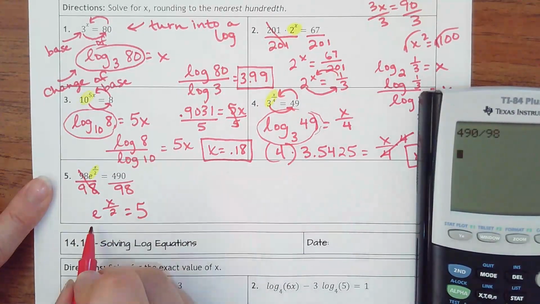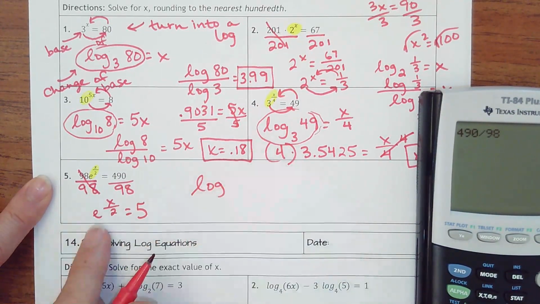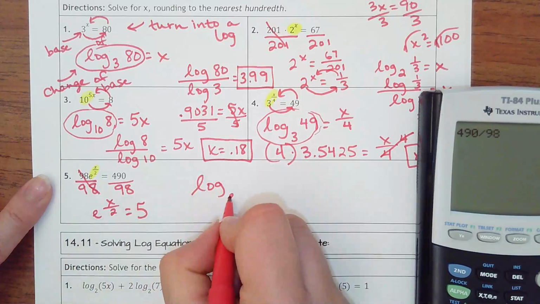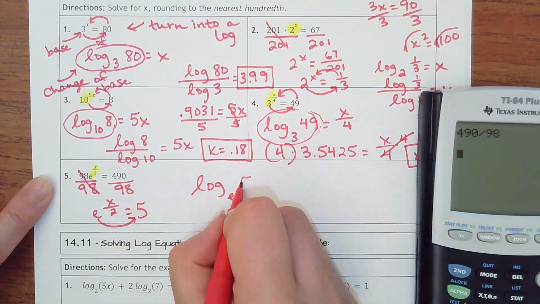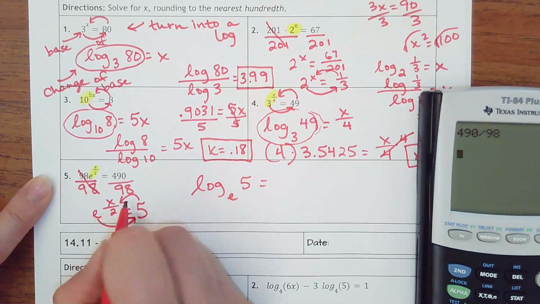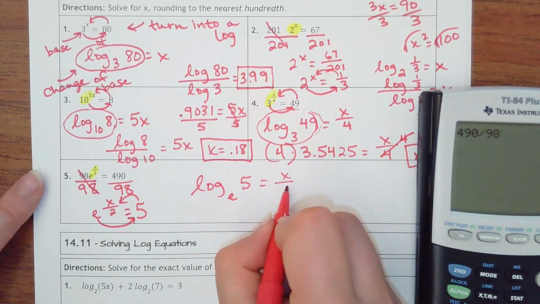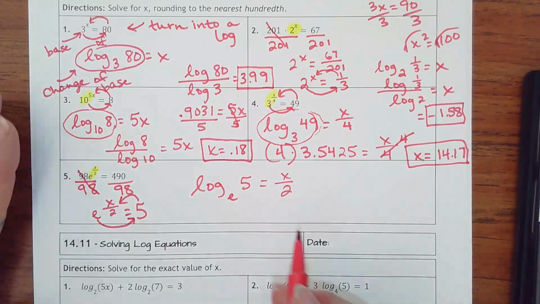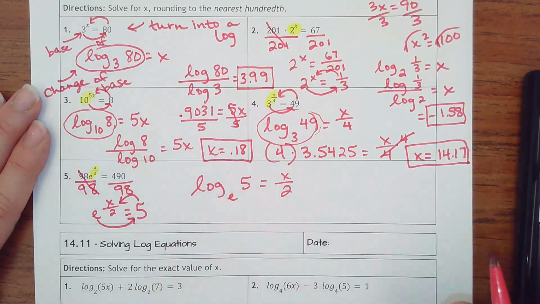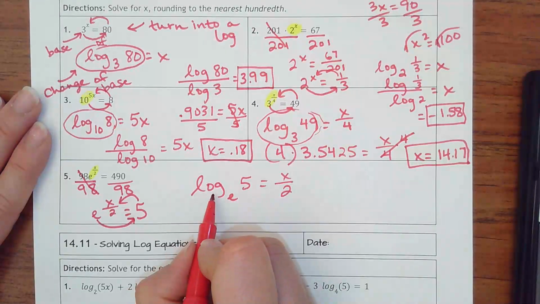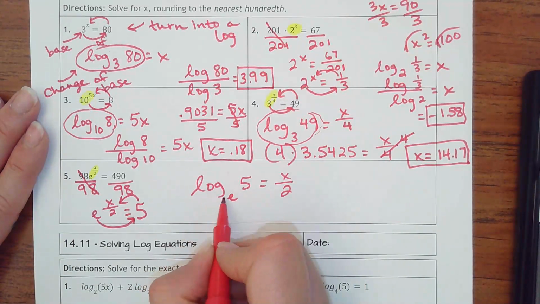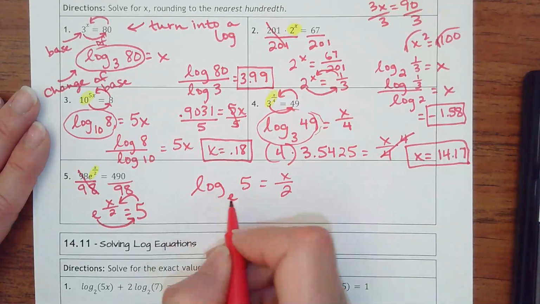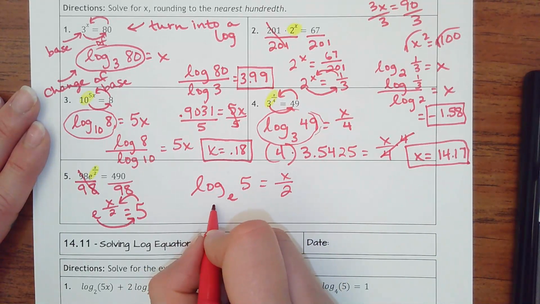Okay, so I'm going to put log. The base of my exponent is e of 5 equals x divided by 2. On this one, the easiest thing to do would be to change log base e to natural log. But you wouldn't have to. You could still change a base. So you've got 2 options here.